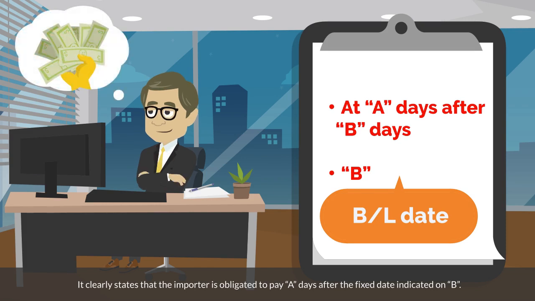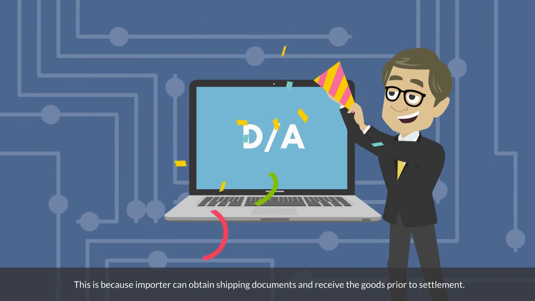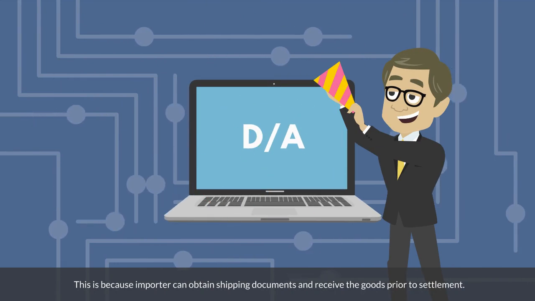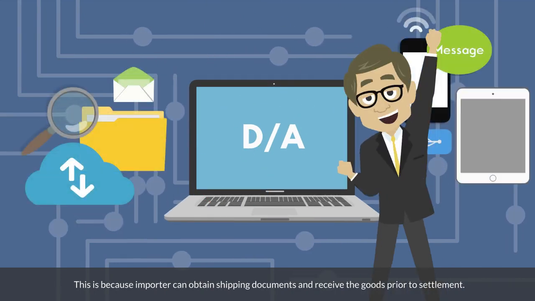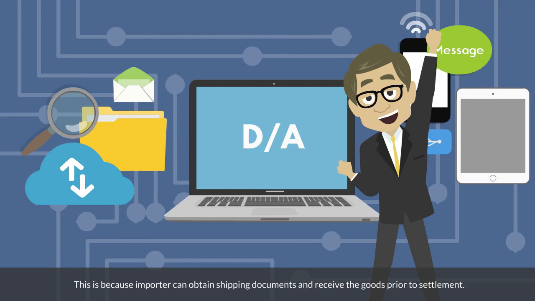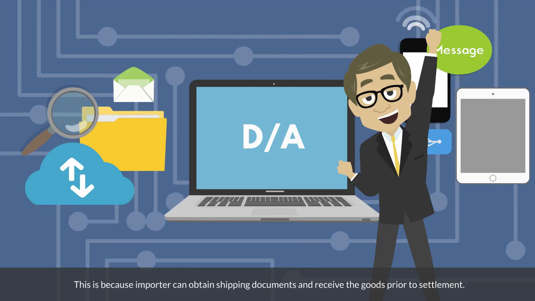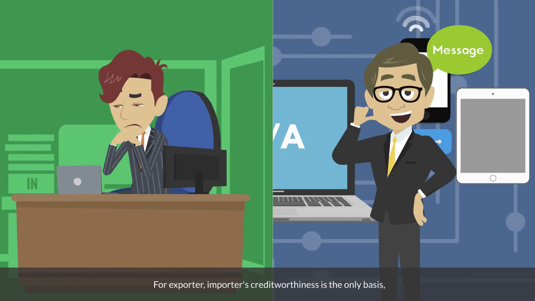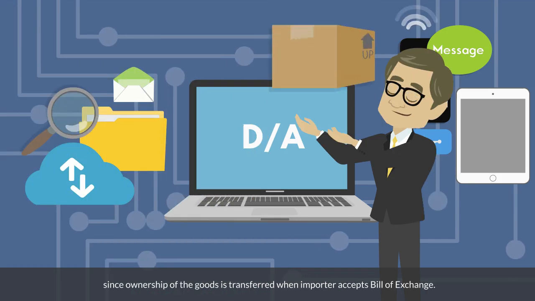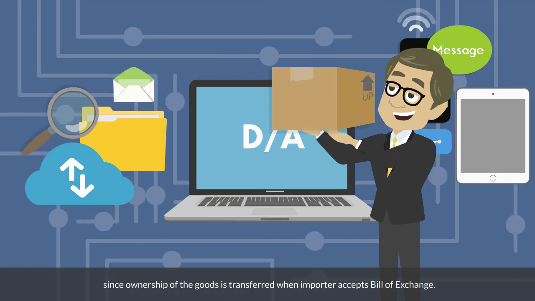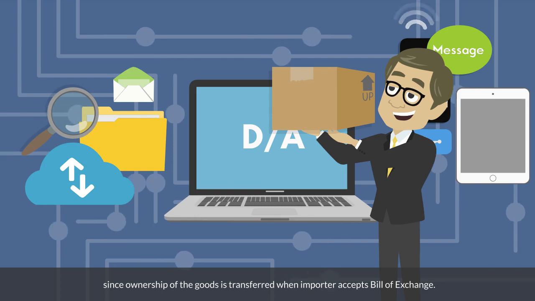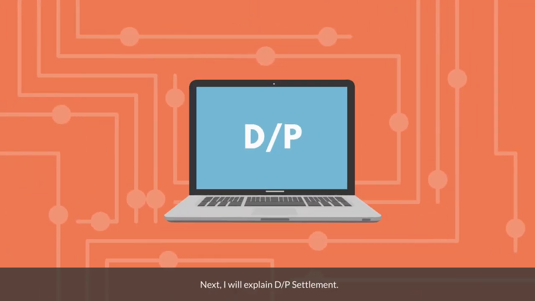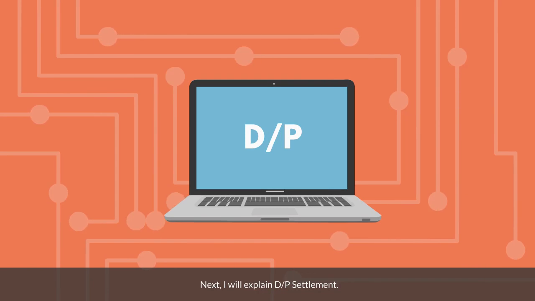The advantage of DA settlement lies with the importer. This is because the importer can obtain shipping documents and receive the goods prior to settlement. On the other hand, from the exporter's perspective, it is a risky settlement. For the exporter, the importer's creditworthiness is the only basis, since ownership of the goods is transferred when the importer accepts the bill of exchange. Next, I will explain DP settlement.